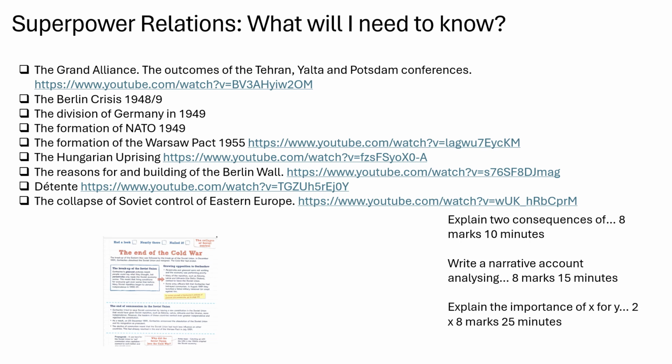So either explain 2 consequences of a particular event, that means what's come after or because of that event. Write a narrative account, analysing a particular event or period of time, so that's about selecting 3 events and making links between them. Or explaining the importance of an event for a situation. And you've got your timings on the screen in front of you.